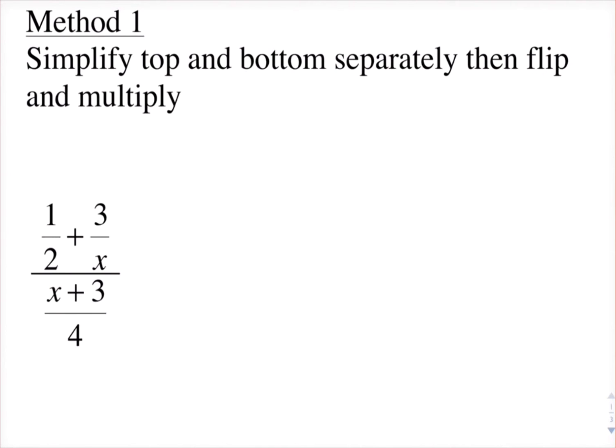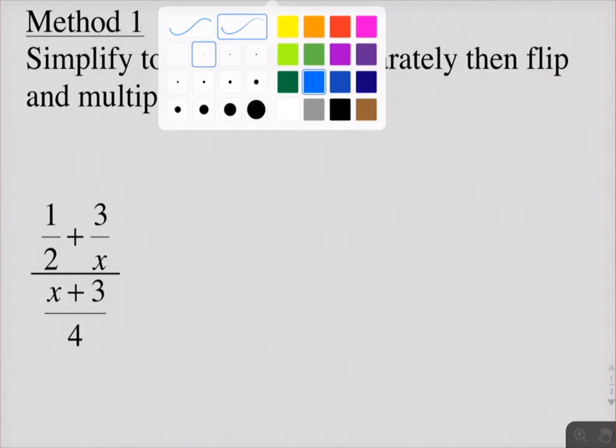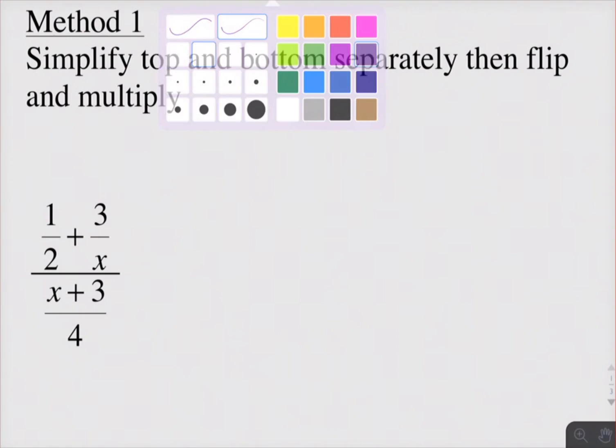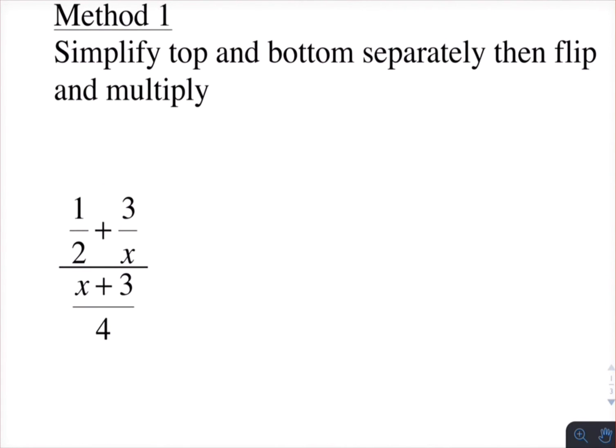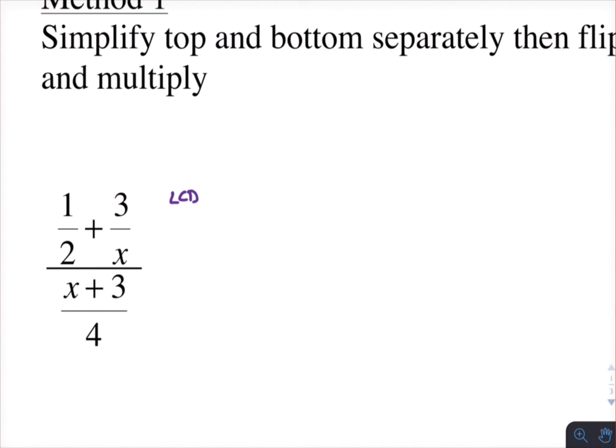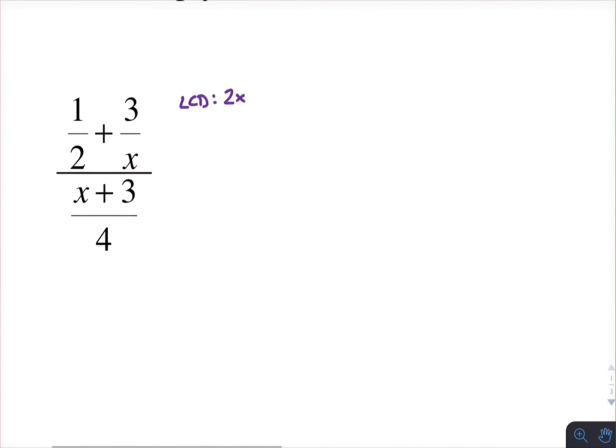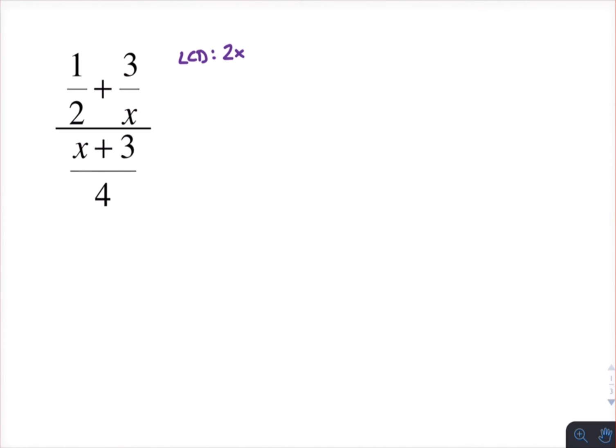and multiply. So if you notice, let's go with purple. The denominator is already a simple fraction, but the numerator is made up of the sum of two fractions. So we want to add those together. In order to do that, we need an LCD of 2x. So basically what we end up with here is x over 2x plus 6 over 2x, all over x plus 3 over 4.